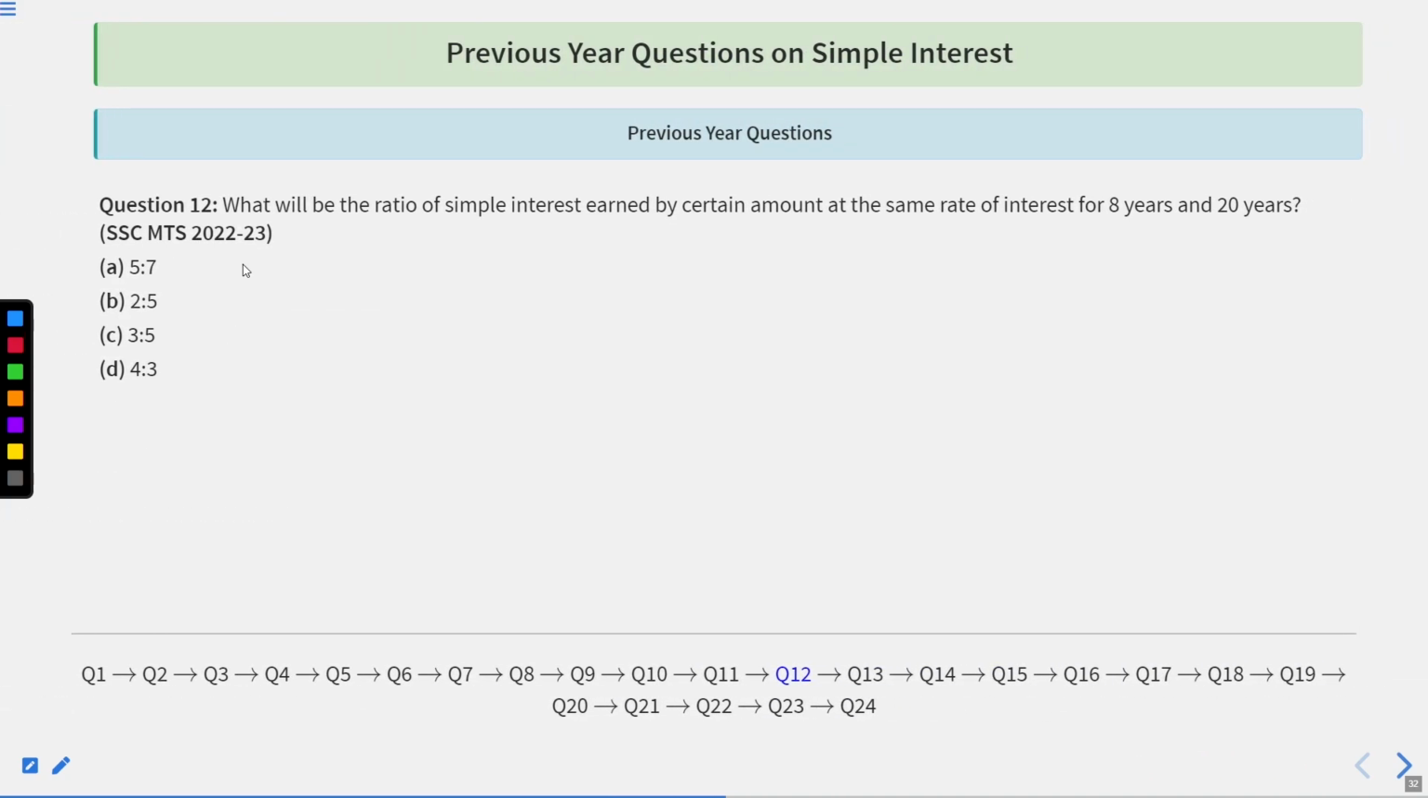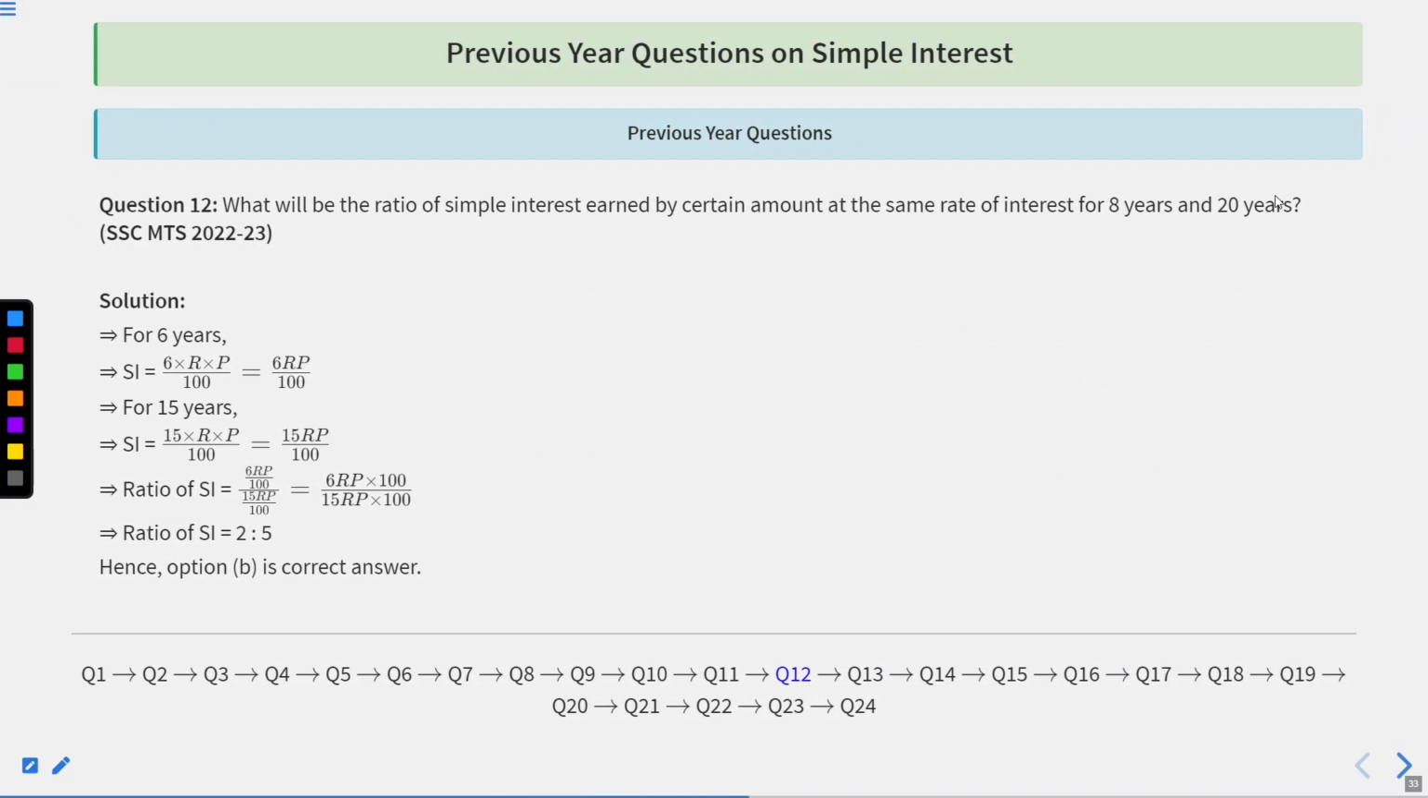So what will be the ratio of simple interest earned on a certain amount at the same rate of interest for 6 years and 15 years? So let us have a look over the solution. For 6 years, simple interest is equal to 6 into R into P upon 100, which is equal to 6RP upon 100. For 15 years, we put time equal to 15. So simple interest will be 15 times R into P upon 100, so it will be 15RP upon 100.